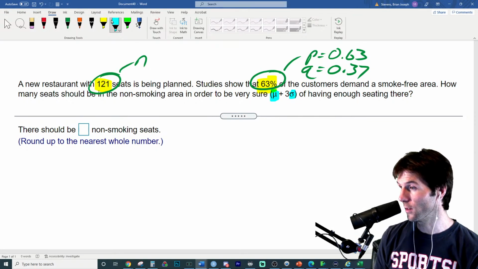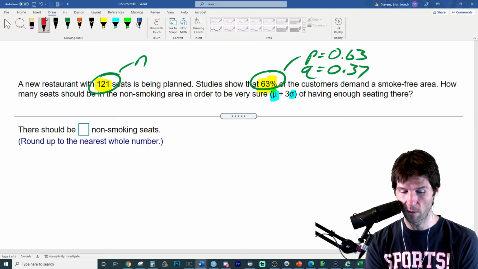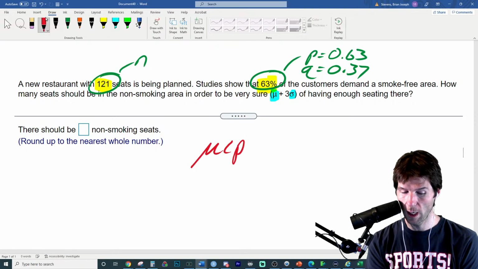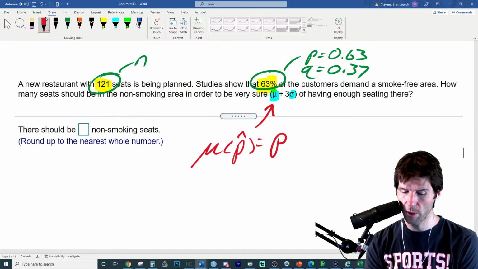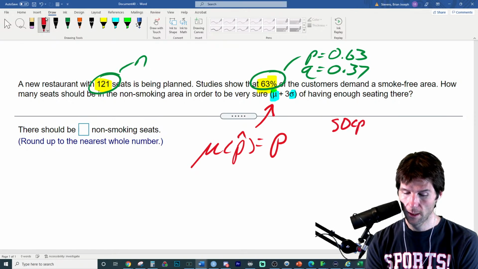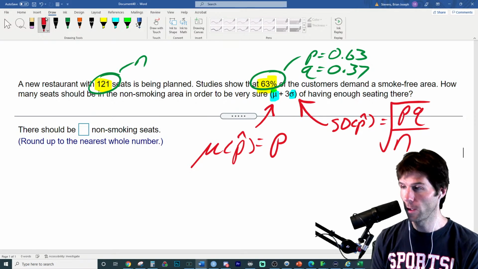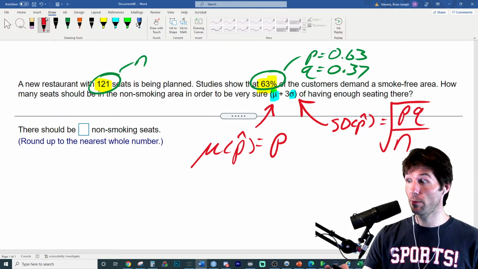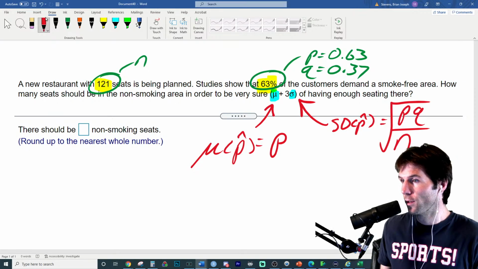So we need to solve for these values. These values I just marked right there, I'm going to write the equations in red. Mu p hat equals p, so that is going to be this value right here. And then we need SD p hat equals the square root of p times q over n, and that's going to be this value right here. And then we're just going to plug in these numbers and solve for mu plus 3 standard deviations.